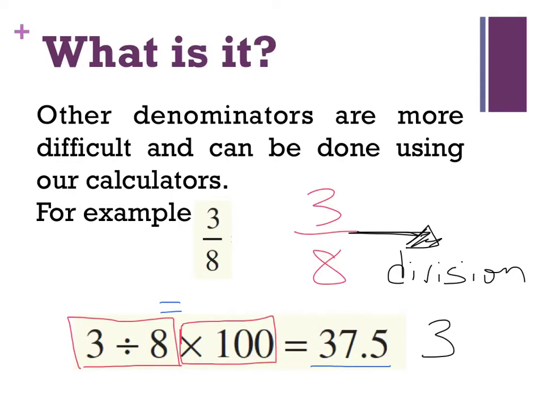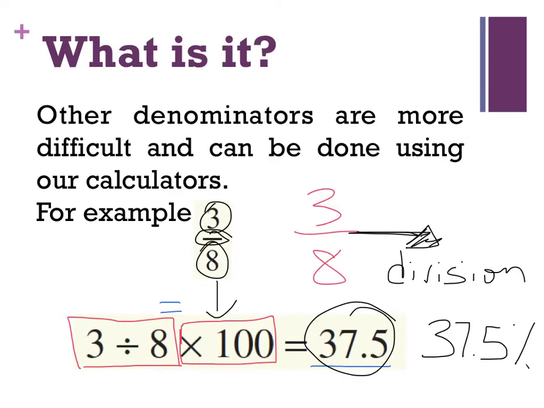So that's 37.5%. That's how I can convert more tricky ones into percentages. So I know that that's 3 divided by 8. Then I multiply by 100 and my answer is the percentage, 37.5%.